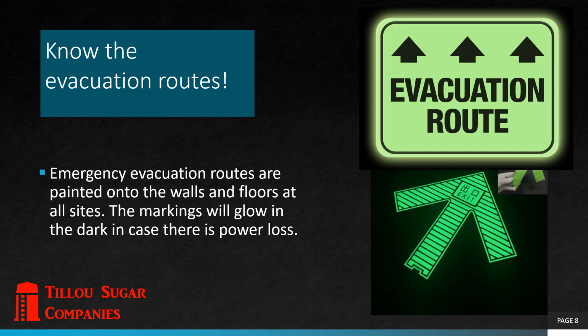Overview the evacuation routes. Emergency evacuation routes are painted on the walls and floors at all sites. The markings will glow in the dark in case there is a power loss.